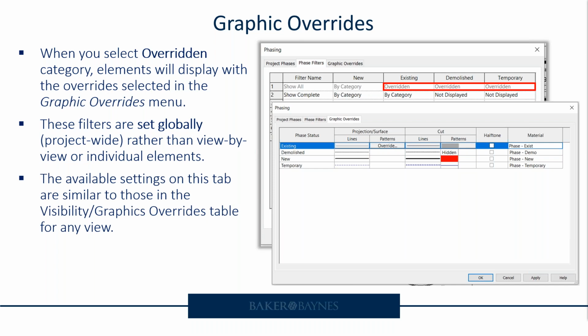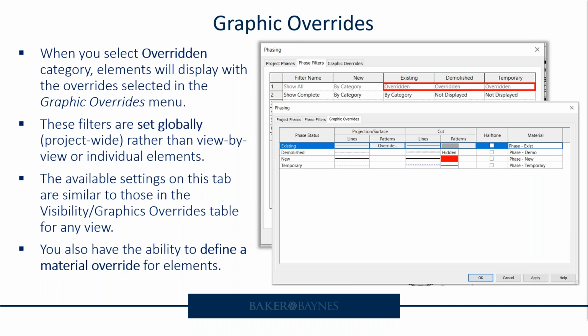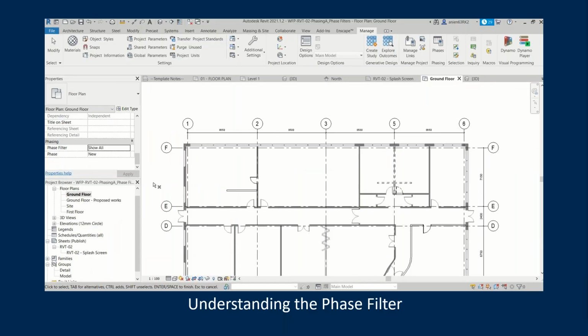And the options that you see available in this dialog are more or less similar to those in the visibility graphic overrides that you have for any view. Also, if you look at the last column, you will see material. So you also have the option of defining a material override for elements. Just note that this only applies to views where the visual style is set to either shaded or consistent colors.